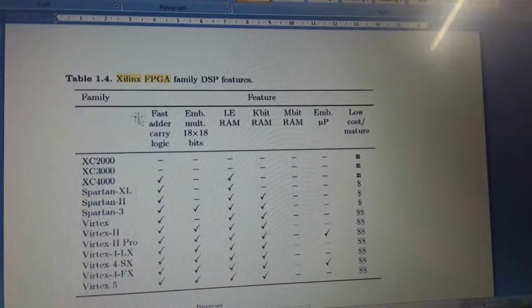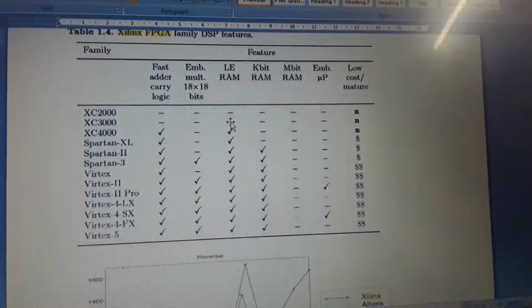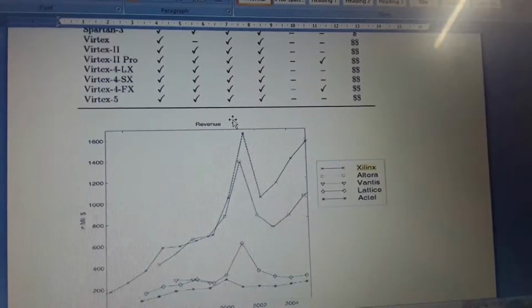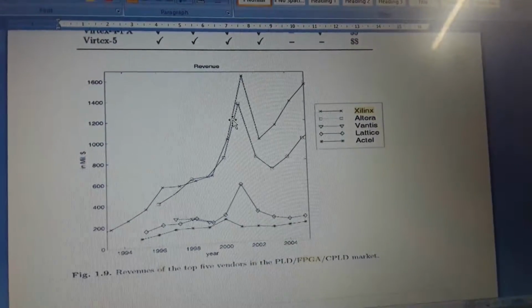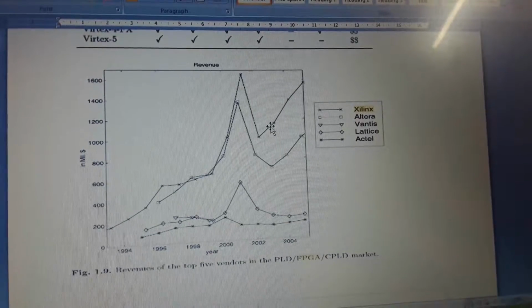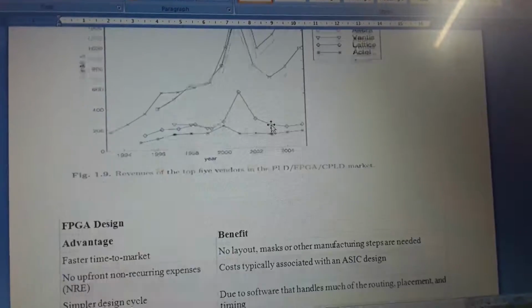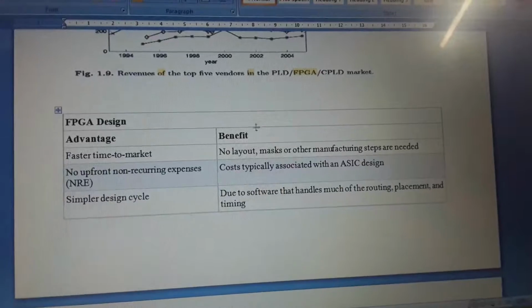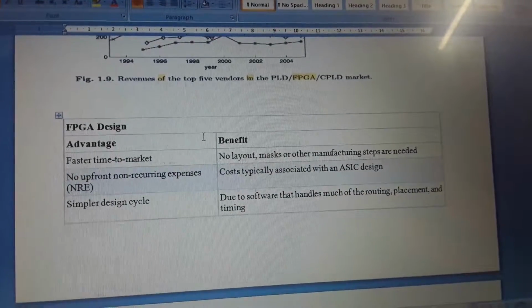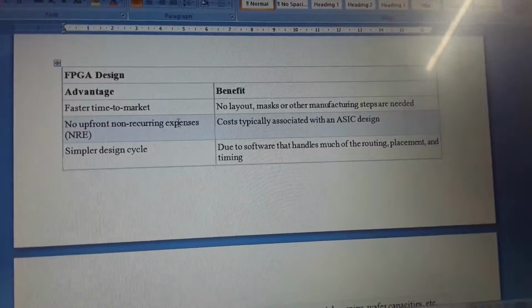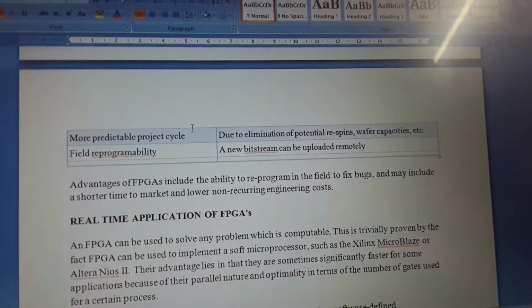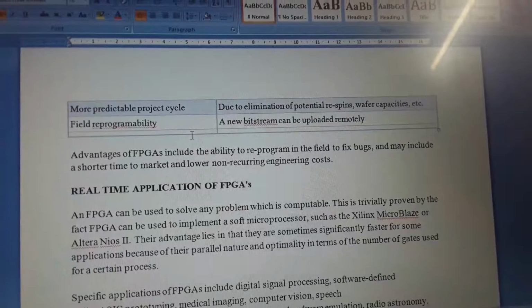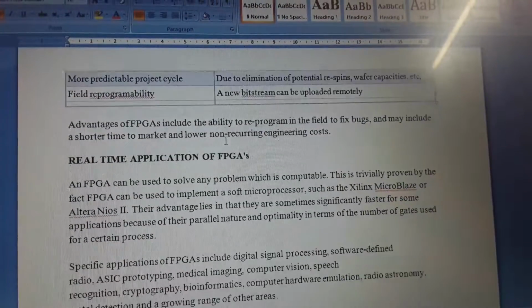And regarding Xilinx, this is the FPGA family. This is the revenue chart for some vendors of FPGA: Xilinx, Altera, Vantis, Lattice, Atmel, etc. Coming to the FPGA design, it has some advantages and benefits. The advantages are faster time to market, simpler design circuit, more predictable project cycle, field programmability, etc.